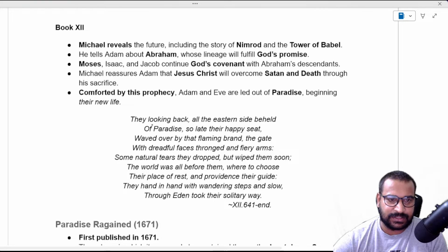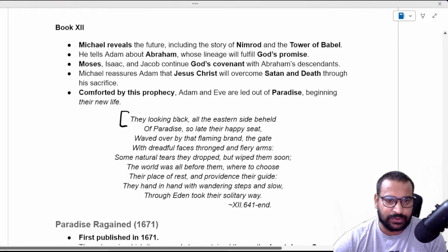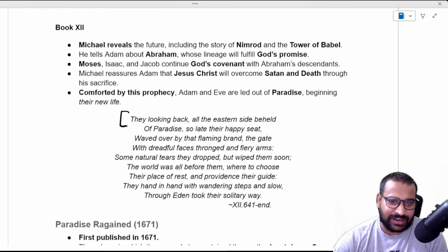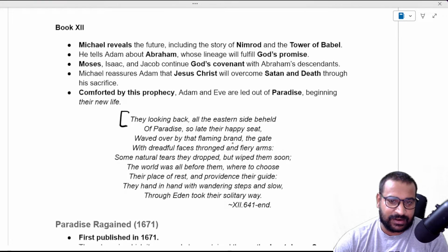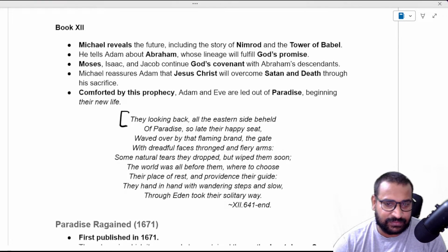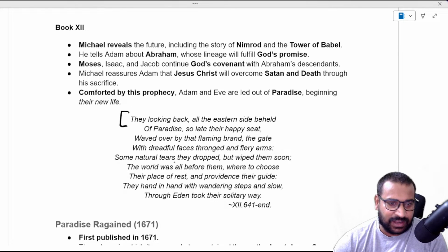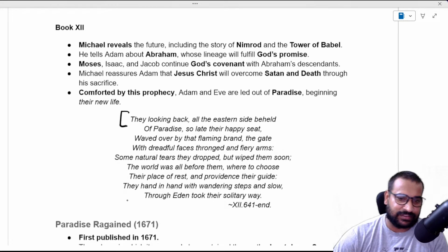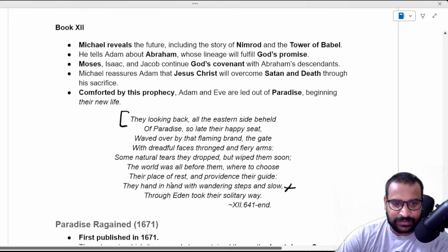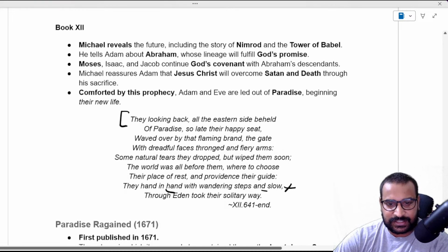Book 12, what happens? You should know the last line of it. I'll tell you. They, looking back, all the eastern side beheld of Paradise, so late their happy seat, waved over by that flaming brand, the gate with dreadful faces thronged and fiery arms. Some natural tears they dropped, but wiped them soon. The world was all before them, where to choose their place of rest, and Providence their guide. They, hand in hand, with wandering steps and slow, through Eden took their solitary way.